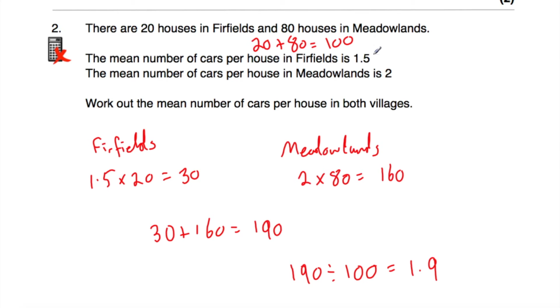So what we did was we took the mean for Fairfields, we multiplied it by 20, we took the mean for Meadowlands and multiplied that by 80, and then we added those answers together, and that told us the total number of cars, and then we divided that by the total number of houses, and that gives the mean number of cars per house. Okay, question number 3.